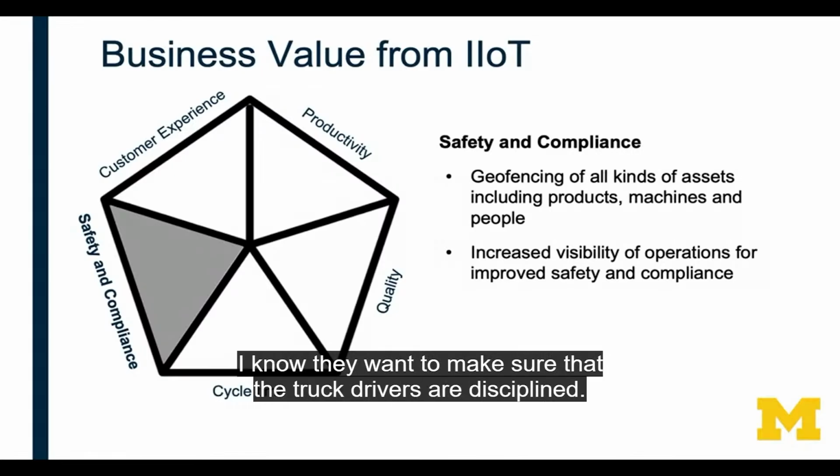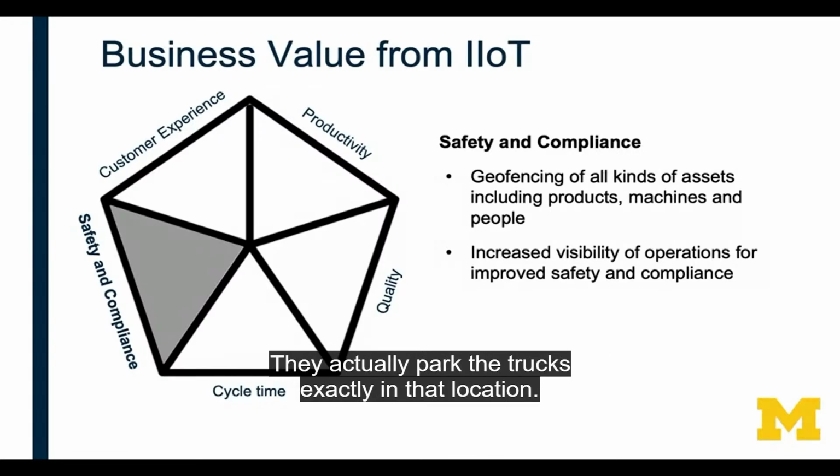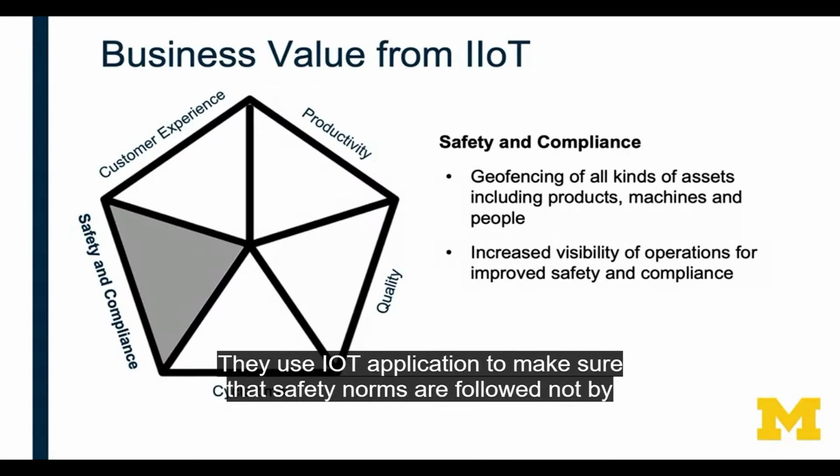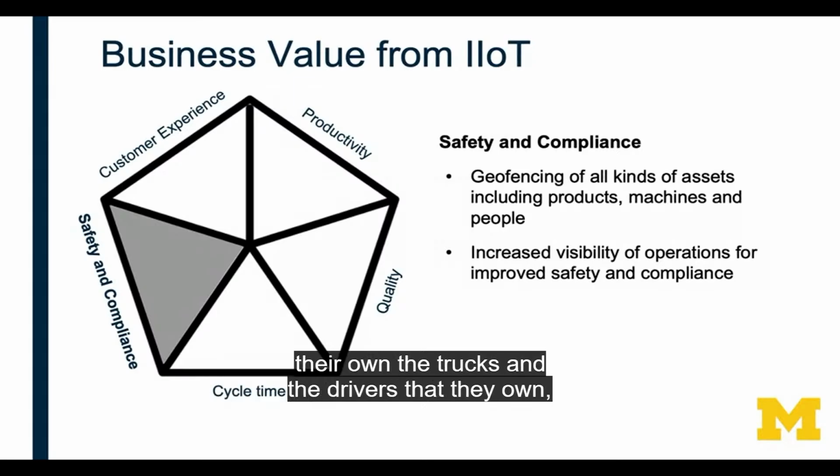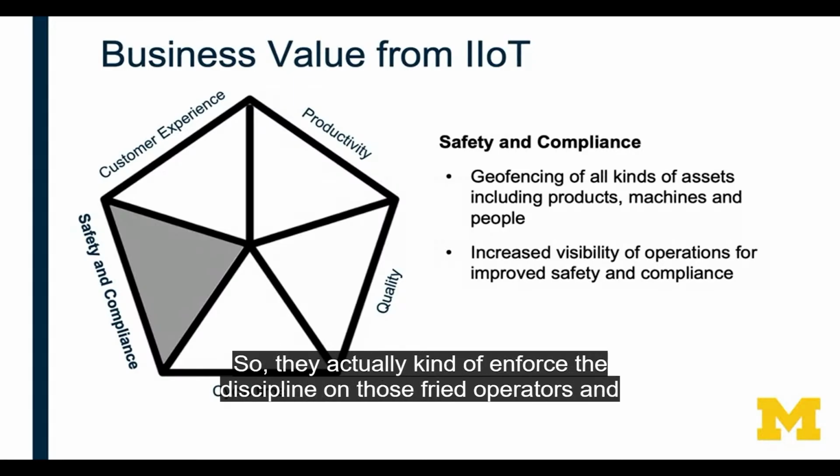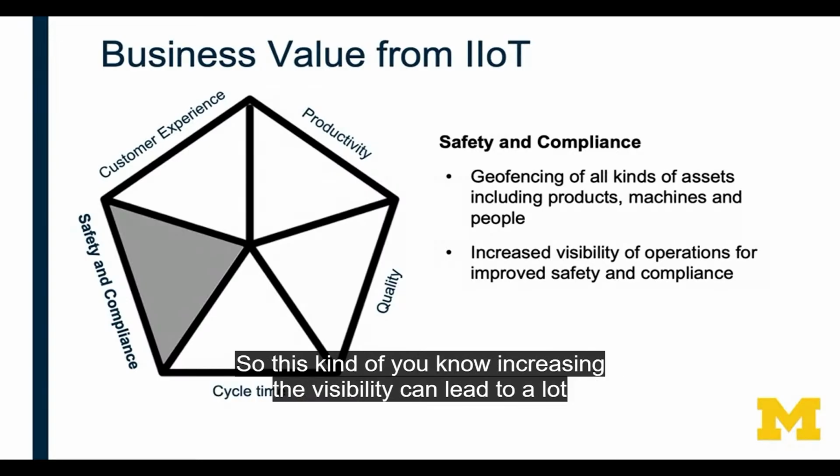In one application, I know they want to make sure that these truck drivers are disciplined. They park the trucks exactly in that location. They use an IoT application to make sure that safety norms are followed, not just by their own trucks and the drivers that they own, but they may even contract freight operators outside. So they enforce the discipline on those freight operators and the trucks that they bring through this IoT application. And so this increased visibility can lead to a lot of applications related to safety and compliance.